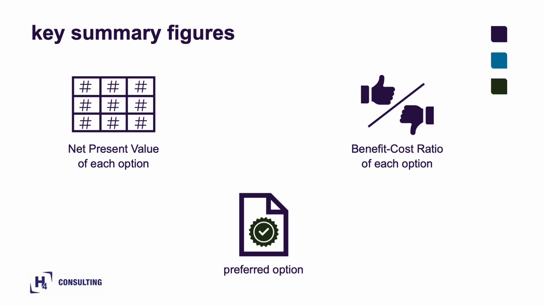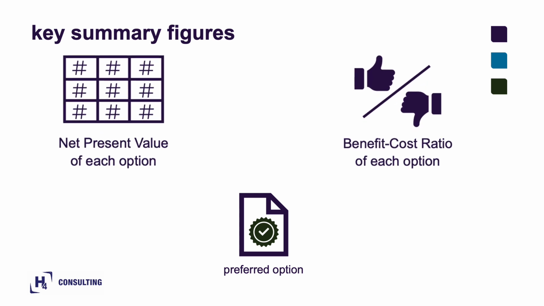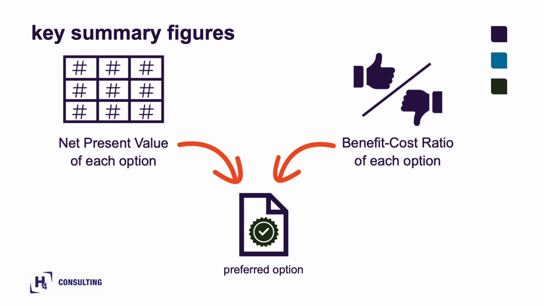In this video, we're going to demystify another common ratio we use to summarize the results of business case analysis, the benefit-cost ratio, or BCR. The benefit-cost ratio is one of two key figures you need to understand to make sense of a business case: the net present value of each option and the benefit-cost ratio of each option. These two ratios combined tell us which proposal represents the best value for money over time.